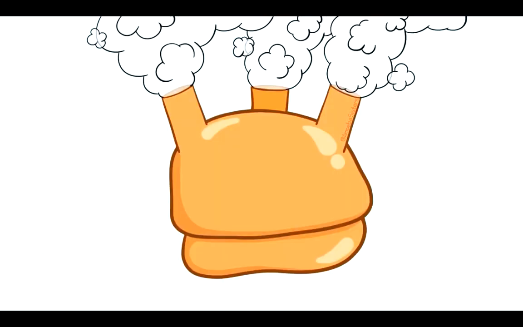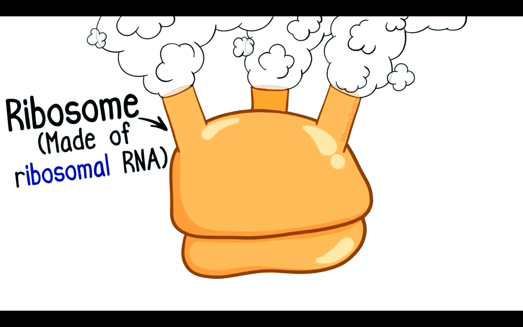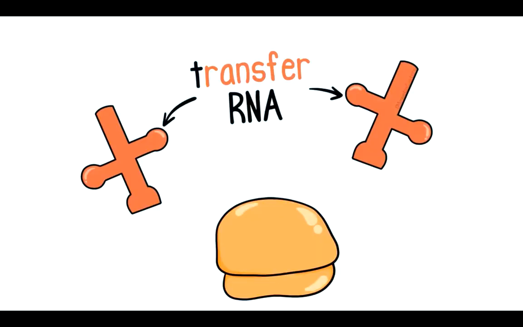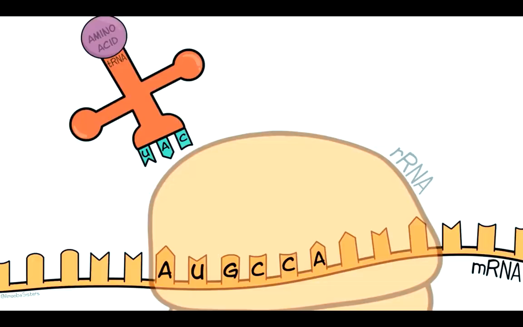Ribosomes make protein, and RNA is actually a major component of ribosomes. This type of RNA is called rRNA, which stands for ribosomal RNA. Finally, we discussed transfer RNA, or abbreviated tRNA. Its job is to transfer amino acids to match the correct mRNA codon.